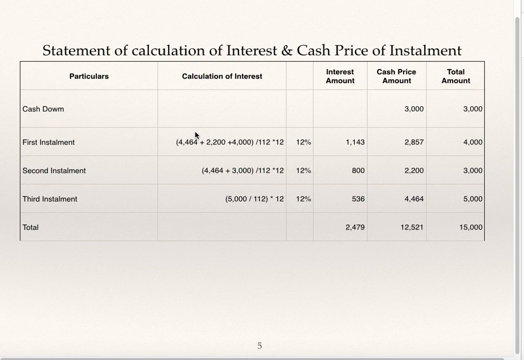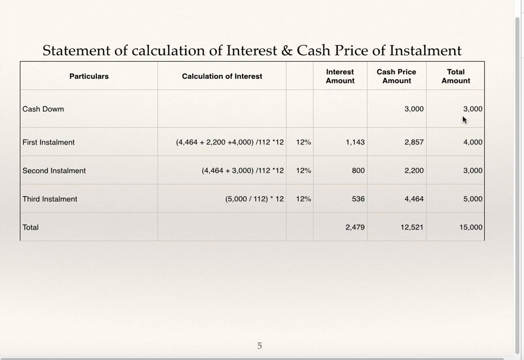Now see the statement. You have to be very careful. Particulars: calculation of interest. This is interest rate, interest amount, cash price of the installment, and total amount is nothing but total installment price including interest. Now cash down gets added in cash price as well as installment price. Down payment is 3000 that you are supposed to record.